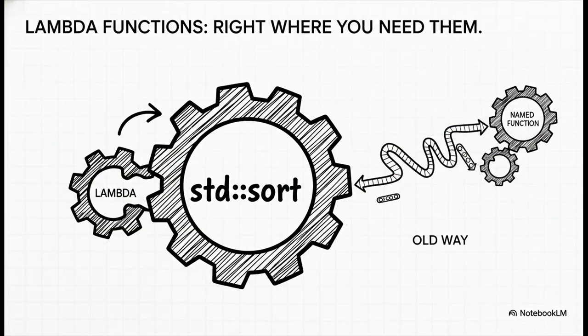And modern C++ isn't just safer, it's way more expressive. Check this out. This thing here is a lambda function. It's basically a little nameless function that you can define right where you need it. So here, instead of writing a whole separate function just to tell sort how to compare two numbers, we just write it right inside the call. It's clean, it's concise, and it's powerful.